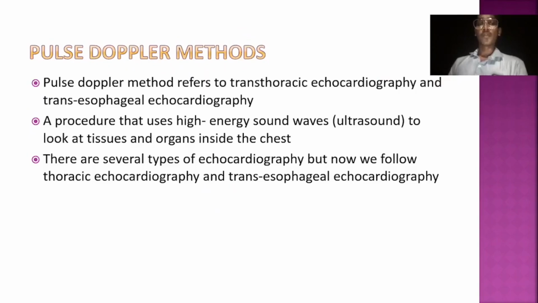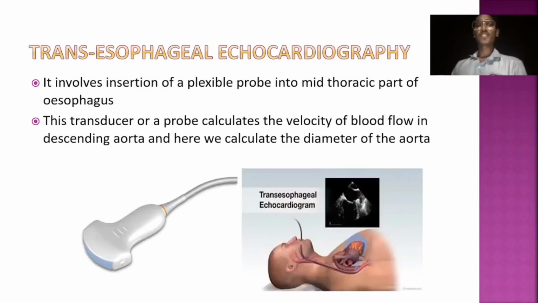And also the pulse Doppler method. The pulse Doppler method refers to transthoracic echography and also trans-esophageal echography. There are two types of echography methods we can use, and it is an ultrasound with which we can look at tissues and organs inside our chest and the heart. Trans-esophageal echography is an invasive procedure, a surgery-type technique, so it is called an invasive method.